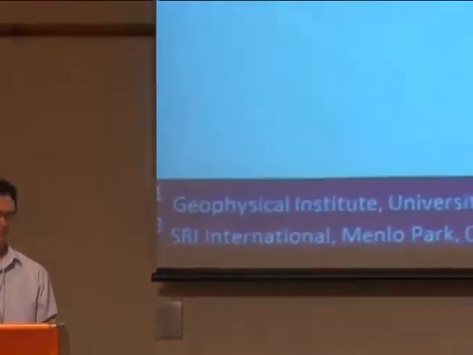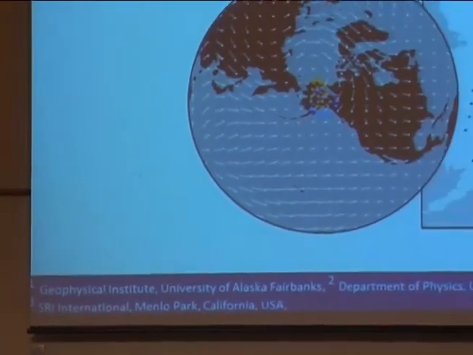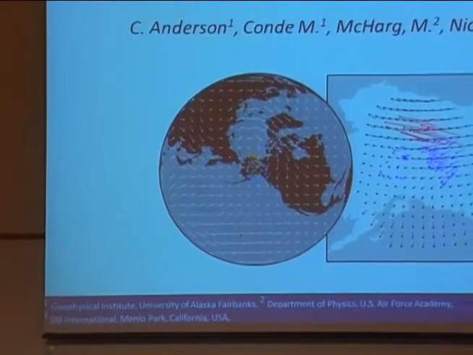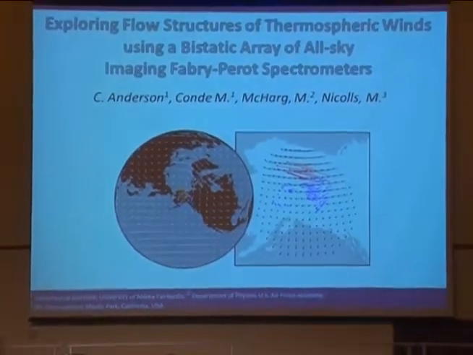Fabry-Perot spectrometers. Okay, so this morning I'm going to be talking about thermospheric wind imaging, mostly neutral winds at F-region altitudes. And I'm going to be focusing in particular on some of the new results that are being made possible by combining two all-sky imaging Fabry-Perot spectrometers to form a bistatic array.